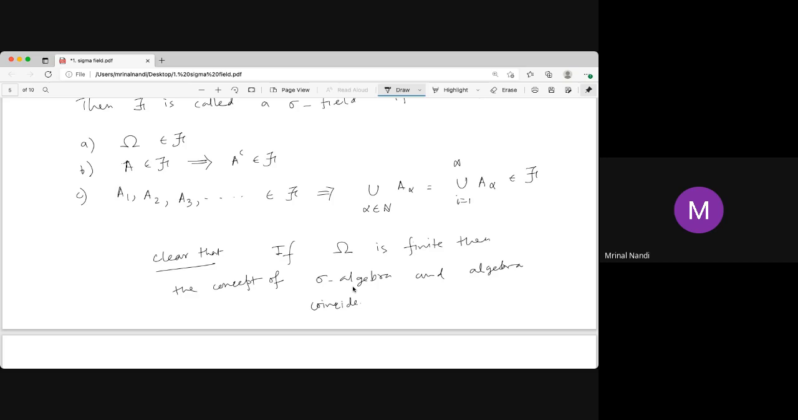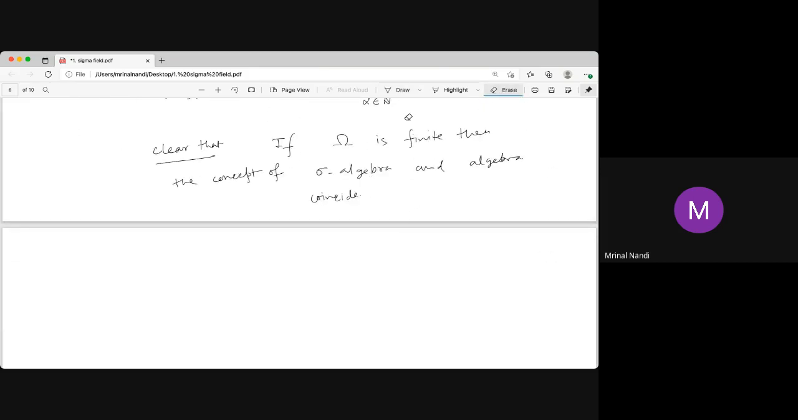So we should give an example of an algebra which is not a sigma algebra. But this example is not easy. This is like a non-trivial example. So how do you give an example of an algebra which is not a sigma algebra? This is not trivial. You should do it with an infinite set, and should not do it with a finite set.